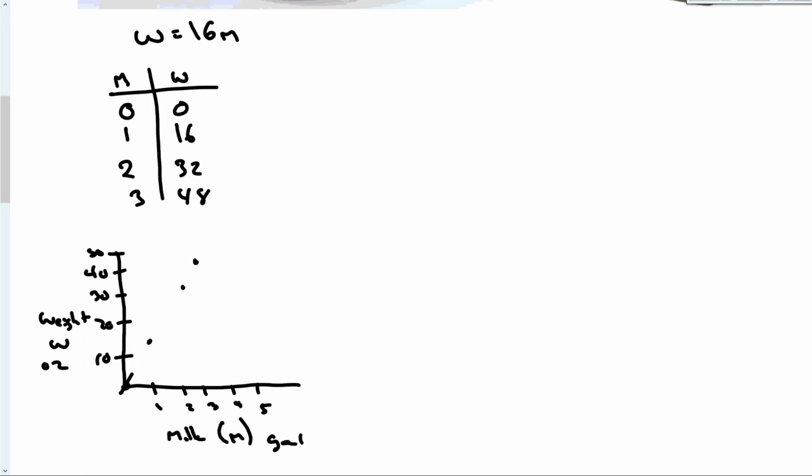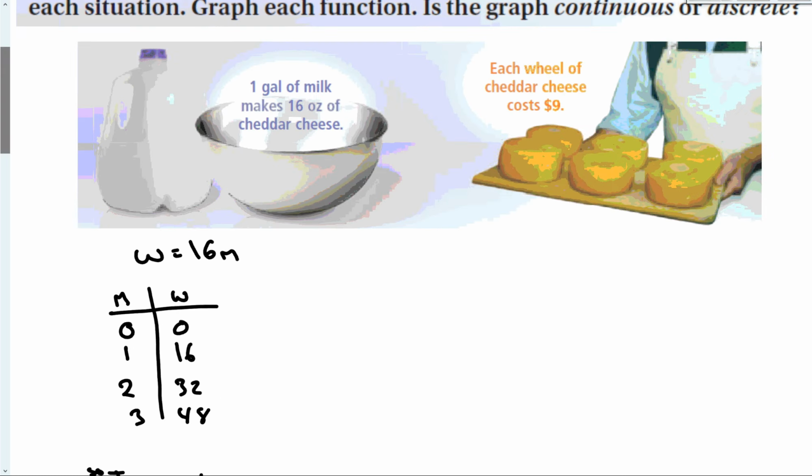So not a perfect graph, but we see that I can make a line with this because can I put half a gallon of milk in? Sure. That's going to make me 8 ounces of cheese. Can I put 2.5 gallons of milk in? Sure. Okay, so you are allowed this function, and you kind of have to use a little bit of logic to decide that, but this function will let us plug in however much milk we want.